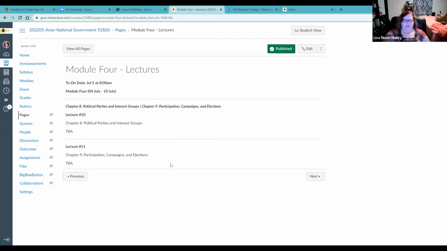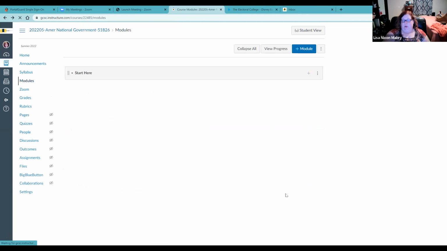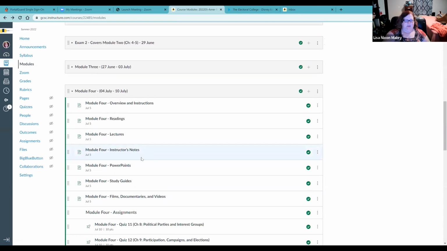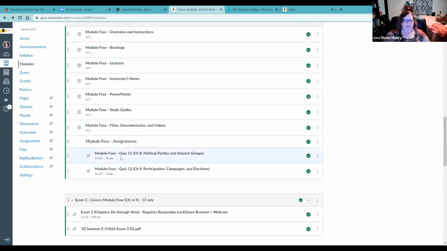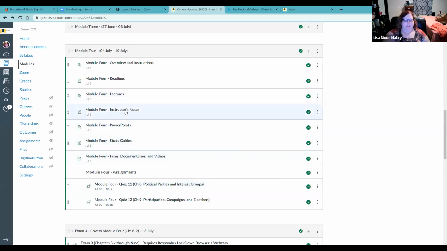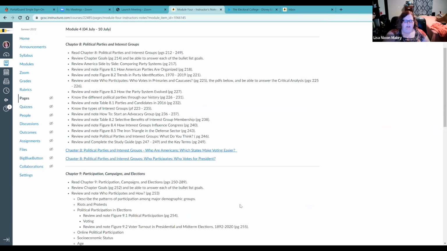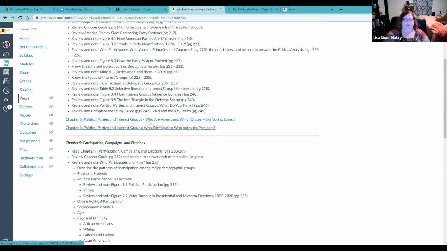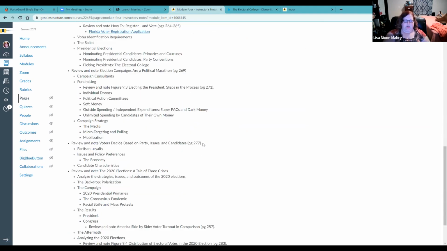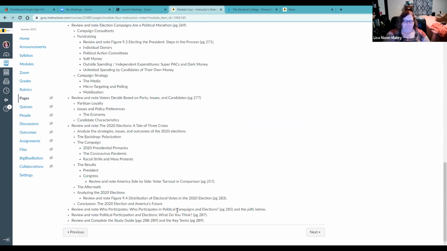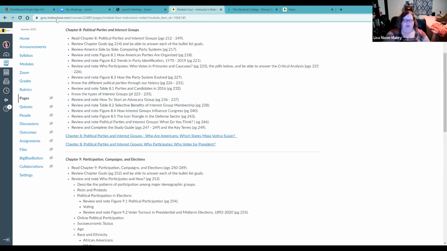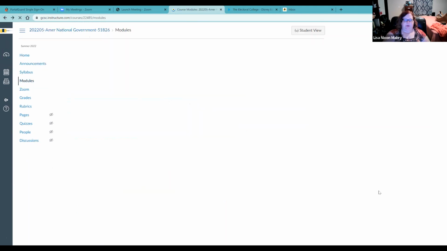And then of course, under the lectures section will be the links to the chapter lectures once they're done. And then any notes that I have on things that would help you study, obviously I put here, so I kind of give you a breakdown of that. I always pull out the Who Are Americans and Who Participates sections that are in your book. I always pull out those PDFs for you as well, because those are good supplement information.